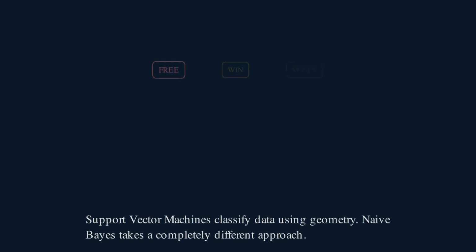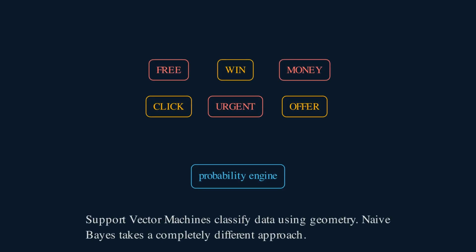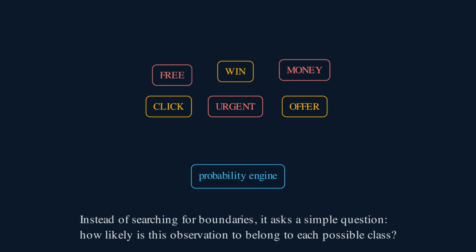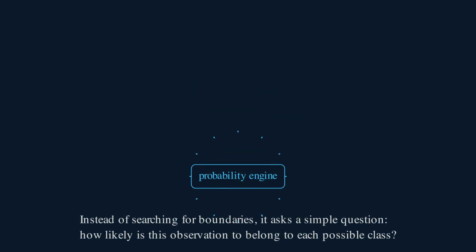Support vector machines classify data using geometry. Naive Bayes takes a completely different approach. Instead of searching for boundaries, it asks a simple question: how likely is this observation to belong to each possible class?